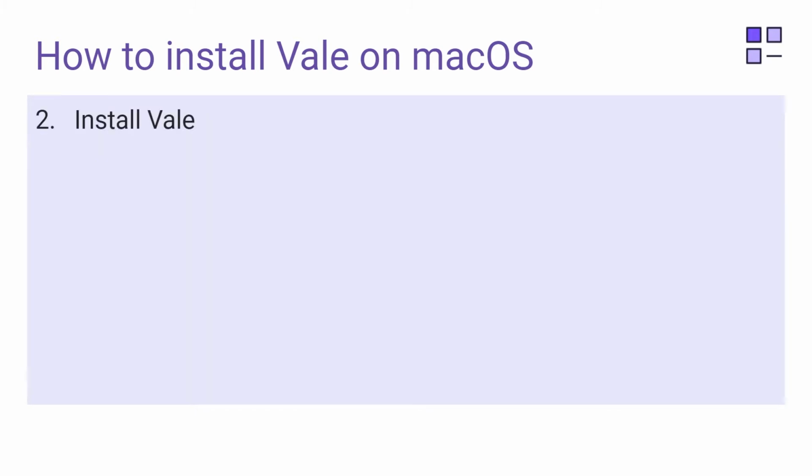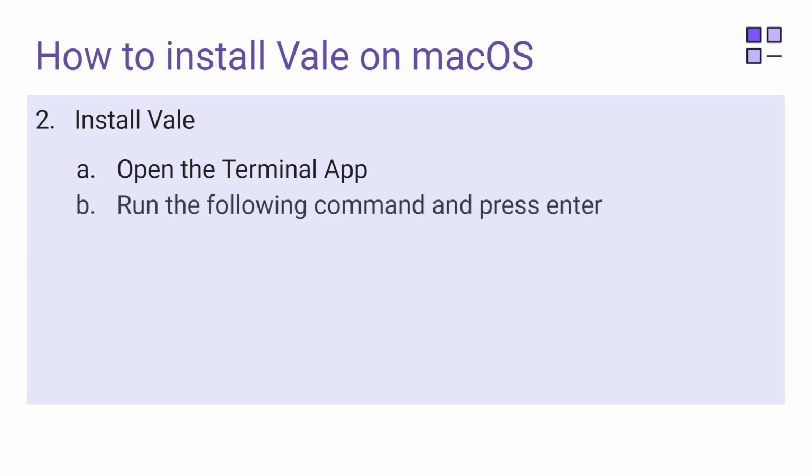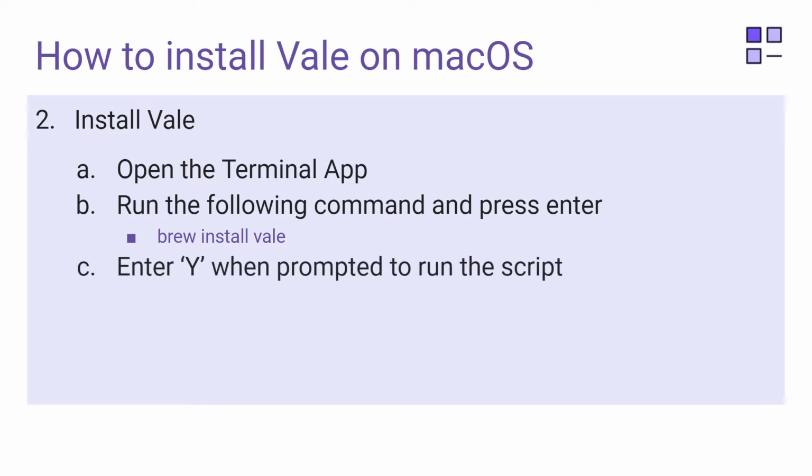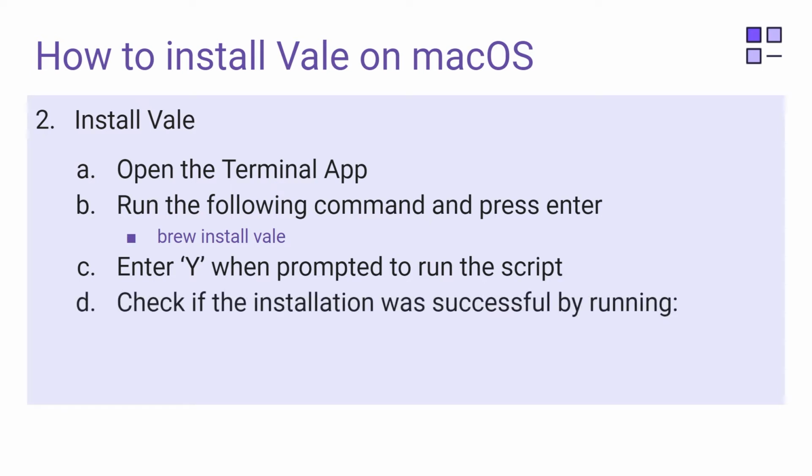After successfully installing Homebrew, we then move on to installing Vale. So you open your terminal application and then run the following command: brew install vale. Press enter. You will be prompted to confirm if you want to run the script. Press Y and then press enter in order to confirm. After the script is run, you can check that the installation was successful by running vale --version, and this should return the version number of your installation of Vale.